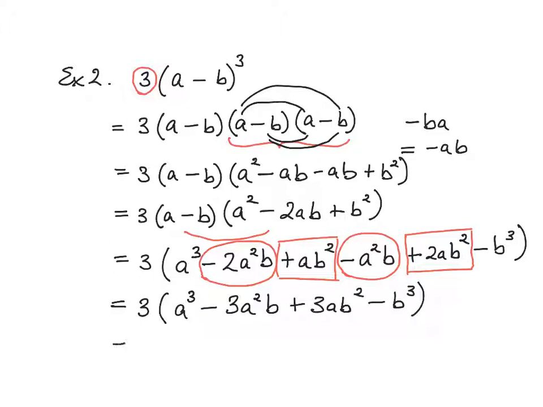And finally we get a chance to multiply by the 3. Every term gets multiplied by 3, and so we end up with 3a cubed minus 9a squared b plus 9ab squared minus 3b cubed, and that is the end.